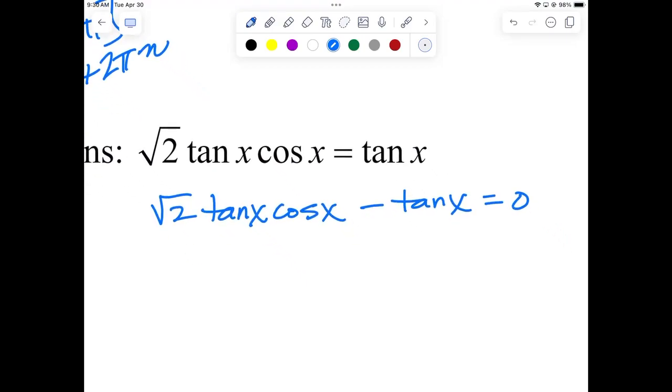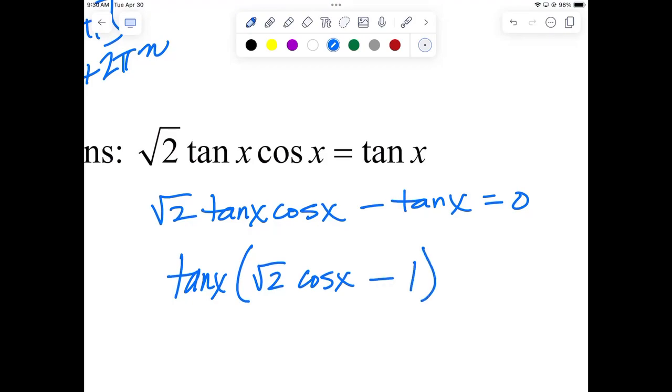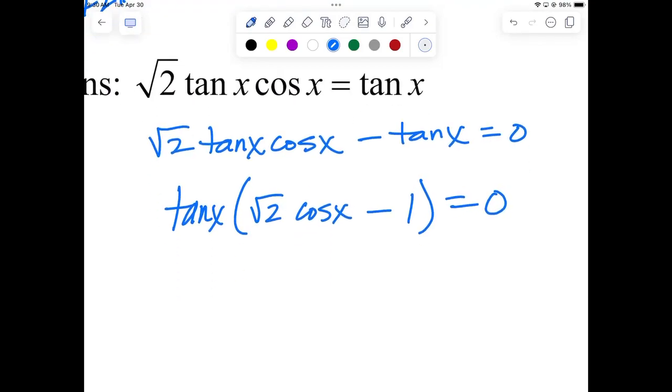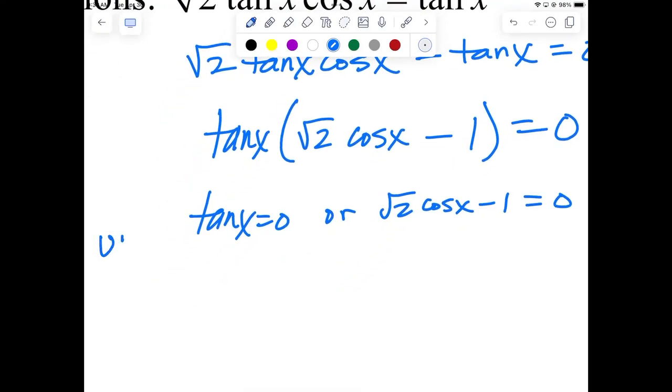What's the first rule of factoring? Common factor. Is anything common? The tangent. So I'm going to pull the tangent out, and that leaves the square root of 2 cosine of x minus what? 1. When you factor it out of itself, you're left with 1, not 0. All right. Now I have it factored. Can I set each factor equal to 0? Yeah. So I get tangent of x equals 0, or the square root of 2 cosine of x minus 1 equals 0. We're already at unit circle time for tangent.